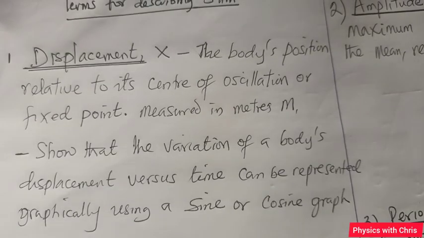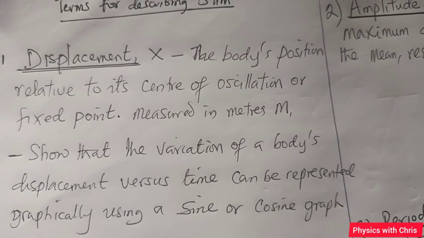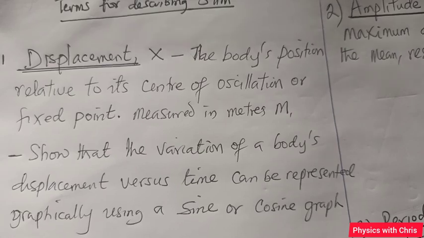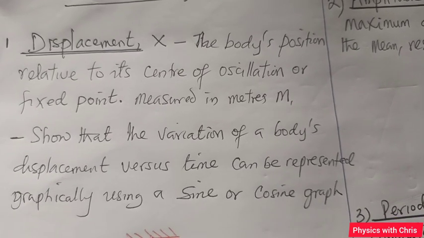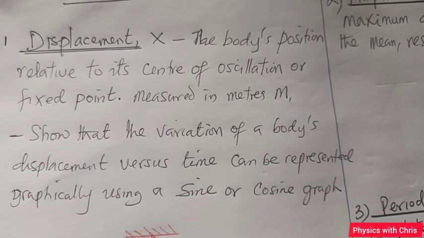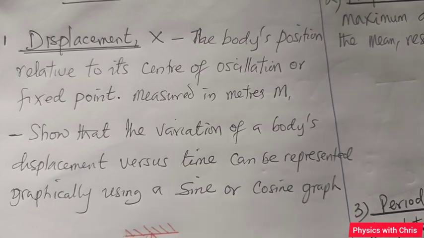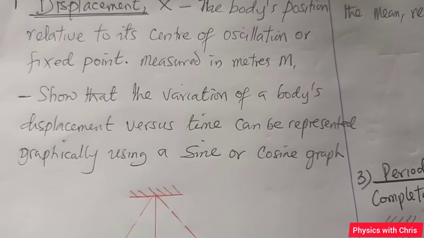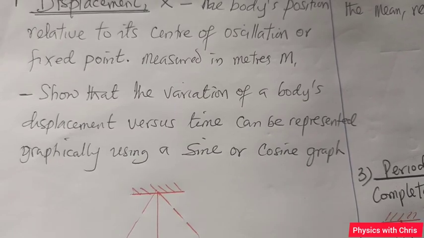So today we are looking at displacement. Let's start with that. We say displacement is the body's position relative to the center of oscillation or fixed point. This is measured in meters. And then we can show that the variation of the displacement of a body in simple harmonic motion can be represented graphically using a sine or cosine graph.